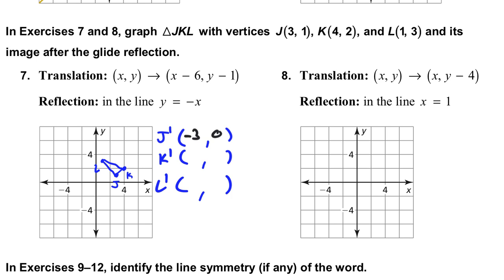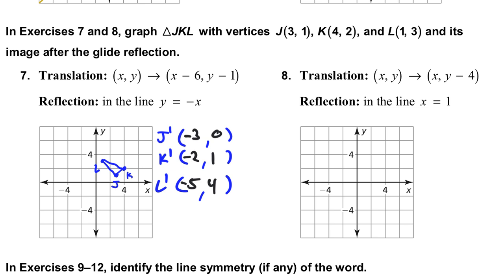Let's look at K. Subtract 6 from 4 and I get -2. And then subtract 1 from 2 and I get 1. Then L, if I take 1 and subtract 6, I get -5. And then 3 minus 1 is going to give me 4. So that was with the translation.